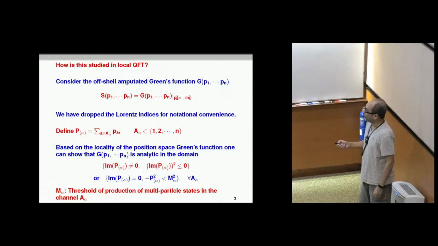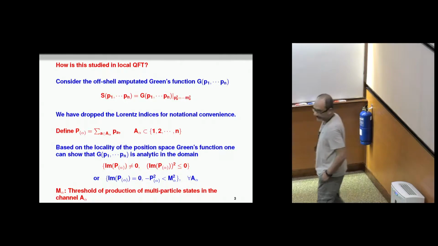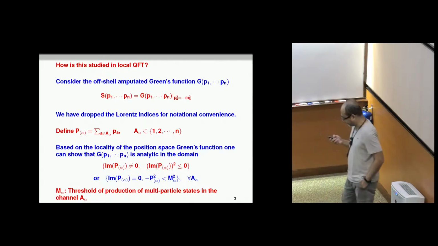So what one can show, just based on the locality of the position space Green's function, is that the momentum space Green's function is analytic in this domain. And we'll see this domain many times in the next few slides.